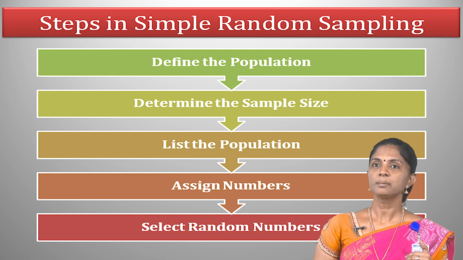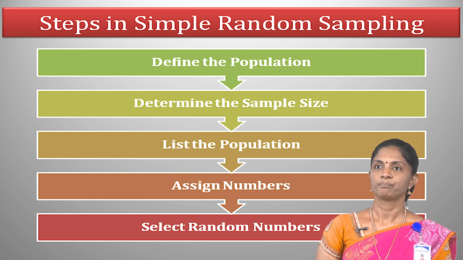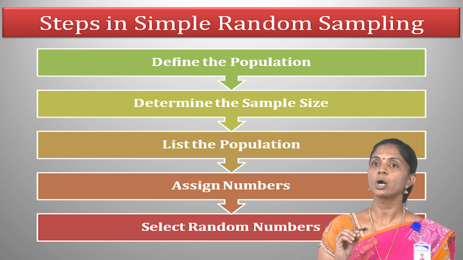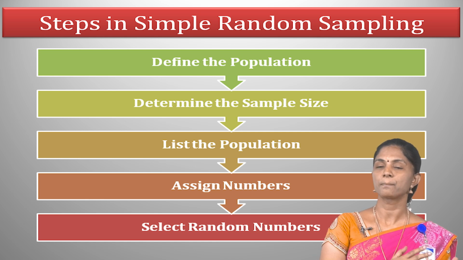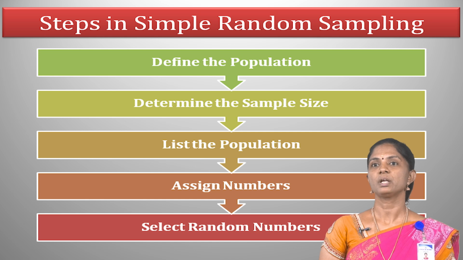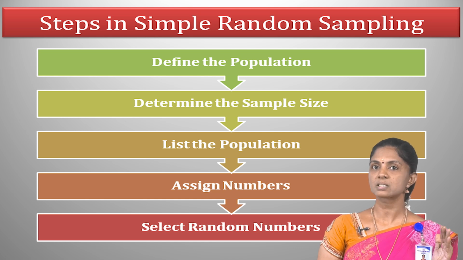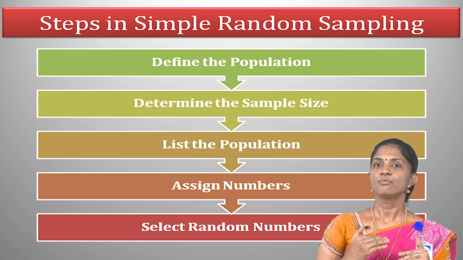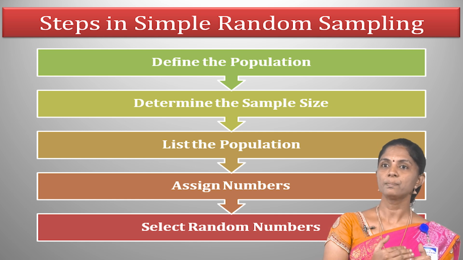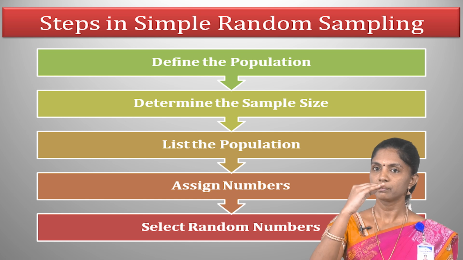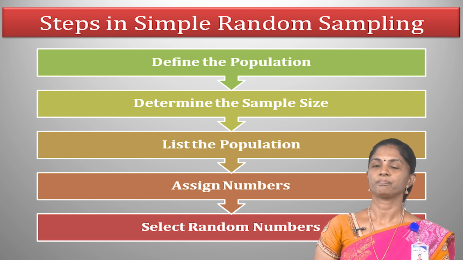Second, determine the sample size. Decide the number of individuals you want to include in the sample. Third one is list the population. Create the list of all the members of the population. Fourth, assign a number. Assign a unique number to each member of the population.